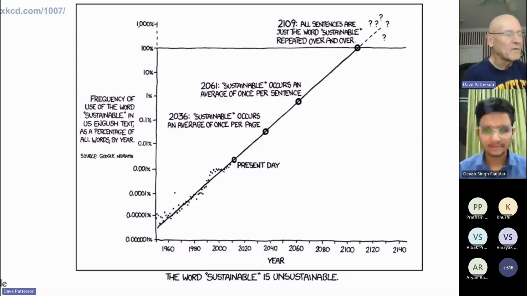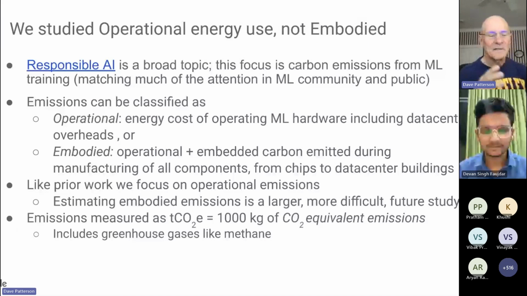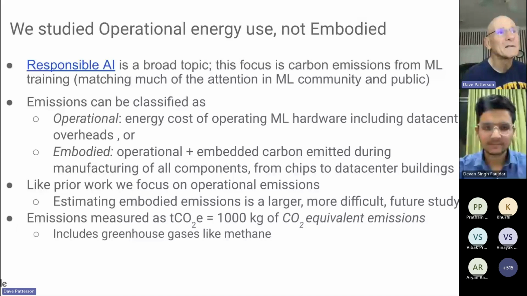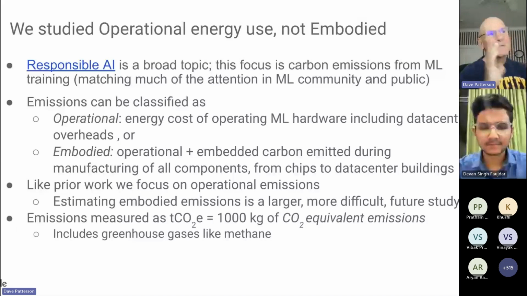Okay, so with that context, let me go ahead. What we're talking about is the use of hardware. We're not talking about the manufacturing of hardware. I'll mention that later. Now, this is generally under the area of responsible AI. It's a very broad topic. It covers fairness and all kinds of other issues. I'm just talking about the carbon emissions from training, the operational emissions from training. I've mentioned the operational and embodied here. A reason that we concentrate on the operational training is that's what those startling predictions were about. And how do you measure emissions?